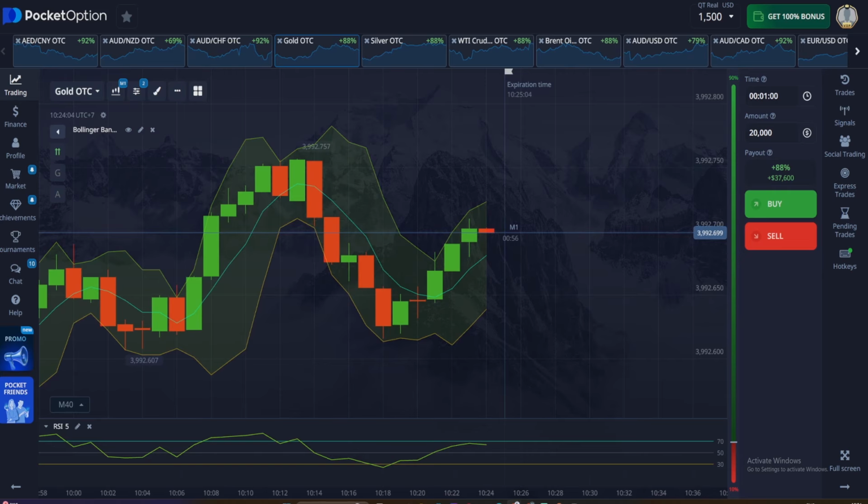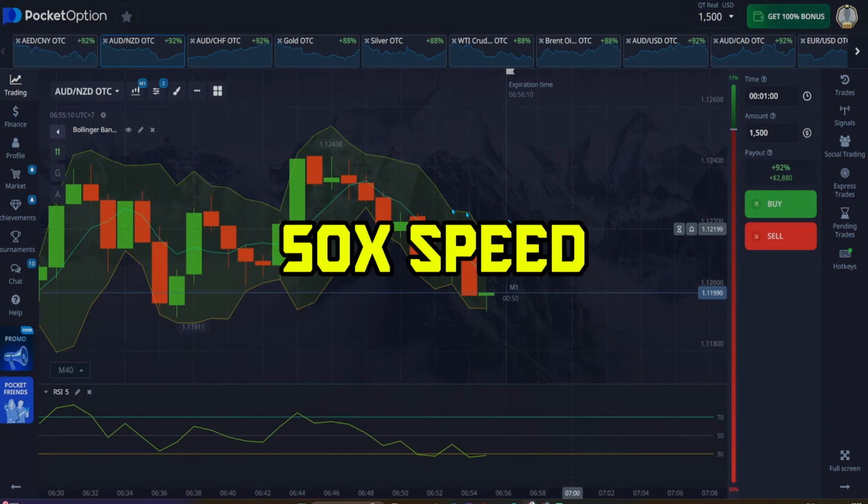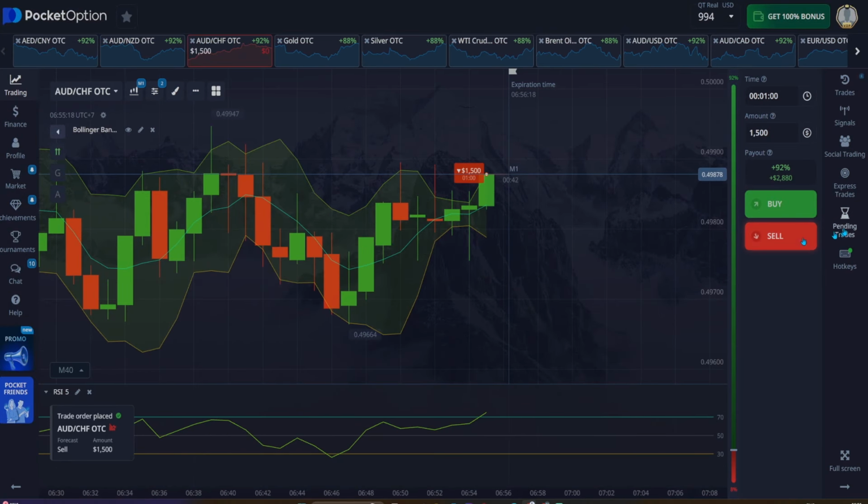Alright guys, to help you understand this even better, let's jump straight into the real market and see how this strategy works in live trading. Alright, I'm taking a sell position here. The reason is pretty clear.